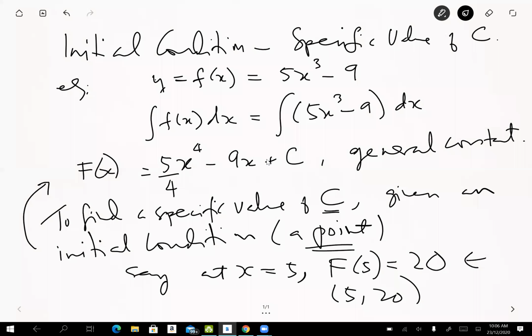So what do you get? You put x equal to 5, so you got 5 over 4, 5 to the power 4, minus 9 times 5, plus C equal to 20. Therefore, you can get C. What do you get for C?